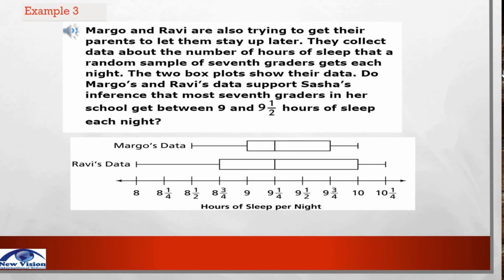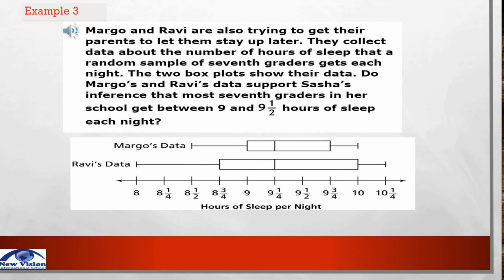Margot and Ravi are also trying to get their parents to let them stay up later. They collect data about the number of hours of sleep that a random sample of 7th graders gets each night. The 2 box plots show their data. Do Margot's and Ravi's data support Sasha's inference that most 7th graders in her school get between 9 and 9.5 hours of sleep each night?